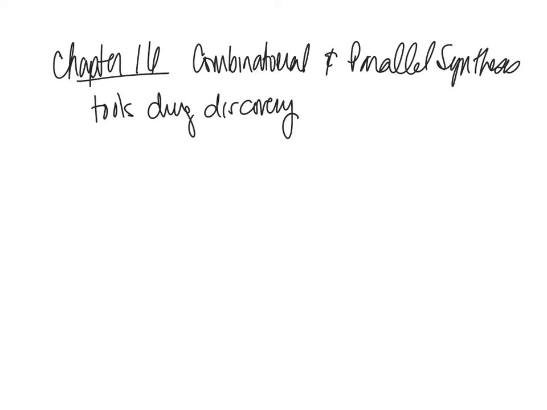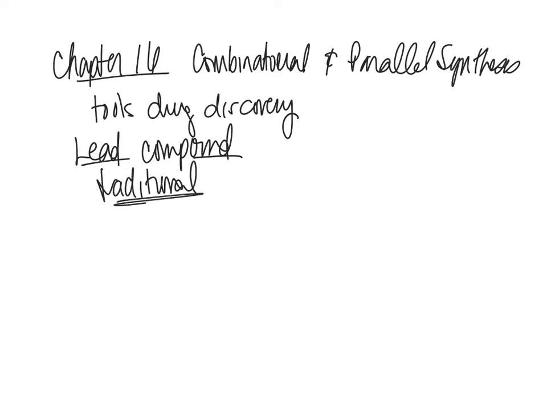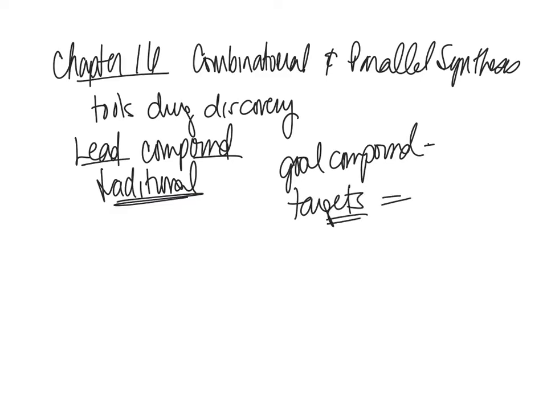Now, what a lot of people will do, in order to find a lead compound, traditionally, is design a goal compound based on how you looked at the drug targets and try to come up with a scaffold, and then you do either a linear or a convergent synthesis.